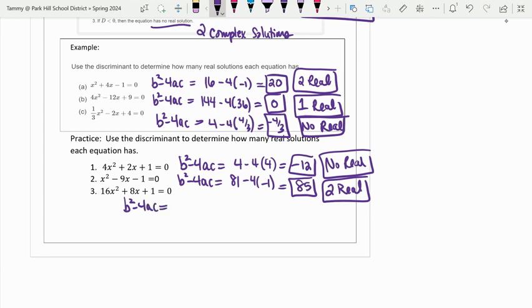And the last one, b squared minus 4ac. So b squared is 64 minus 4 times 16. That's going to be 64 minus another 64, so I get 0 for the discriminant, which means I have 1 real solution. That's it.